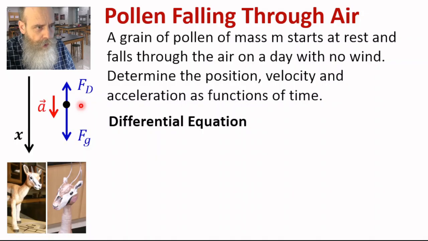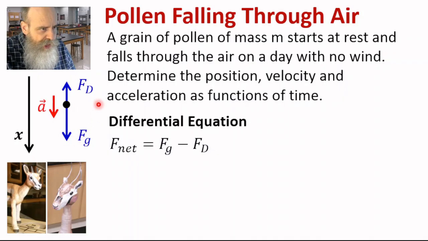Let's write the differential equation. We'll apply Newton's second law to this free body diagram. We'll take down to be positive. So the net force is Fg minus Fd. Since the drag force is upwards, I put a negative sign in front of it. And that equals mass times acceleration.